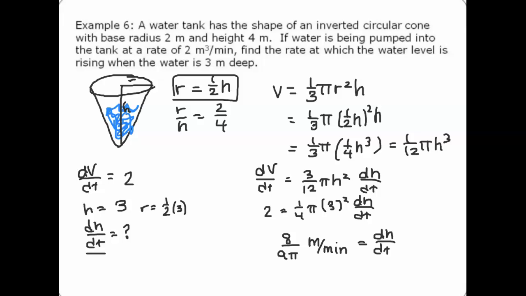So if you were to put into words or to justify this, you need to make sure that you put the specific height at which dH/dt is occurring. So in a sentence write-up, it would be at a height of 3 meters, the rate of change of the height is 8 over 9 pi meters per minute.